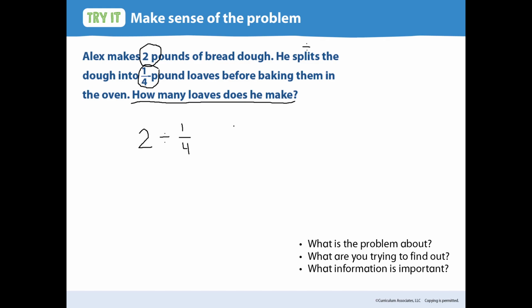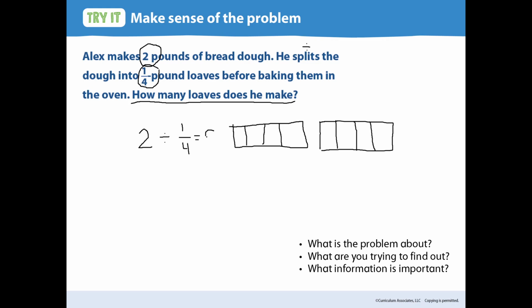All right, so let's see. There's 1 pound, and here's 2 pounds. Okay, so this is my first pound. There's my second pound, and I'm going to split each pound into 1/4 pound sections. So each one of those will be a smaller loaf, and then each one of those will be a loaf. So it's asking how many loaves does he make. So if I count the 1/4 pound loaves that I divided these into, I count 1, 2, 3, 4, 5, 6, 7, 8. So I think that Alex can make 8 loaves.